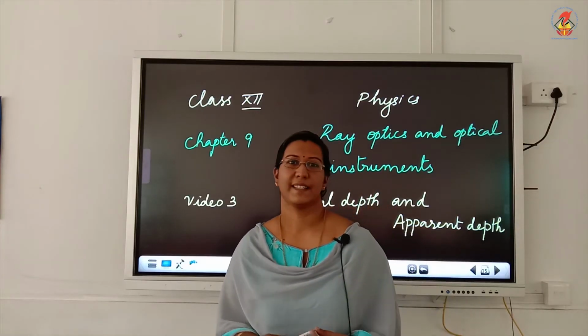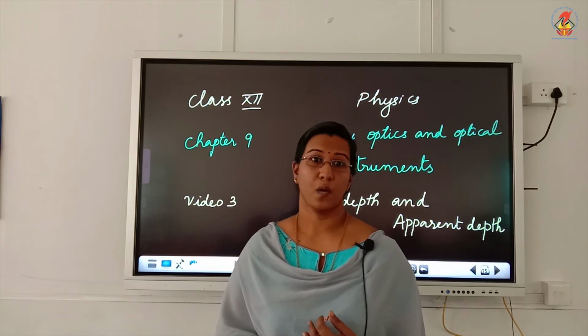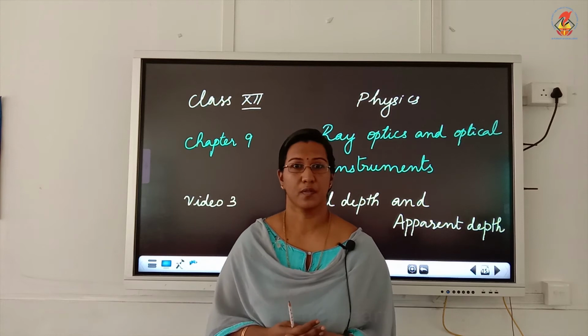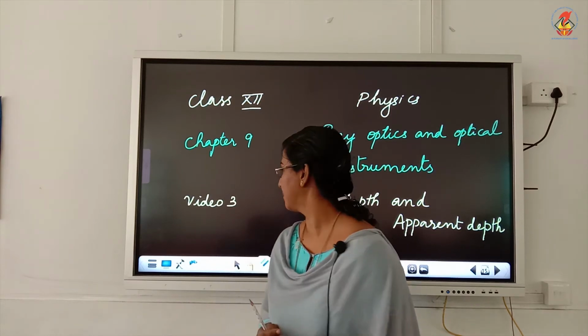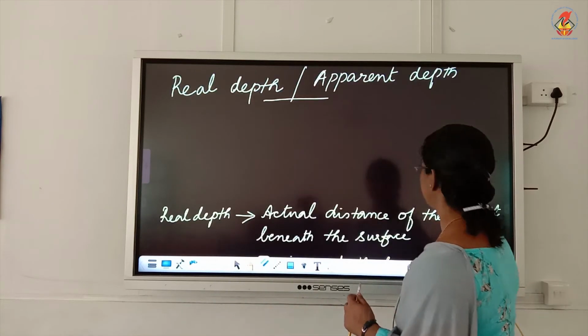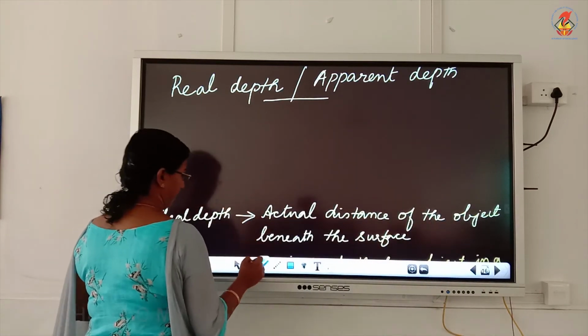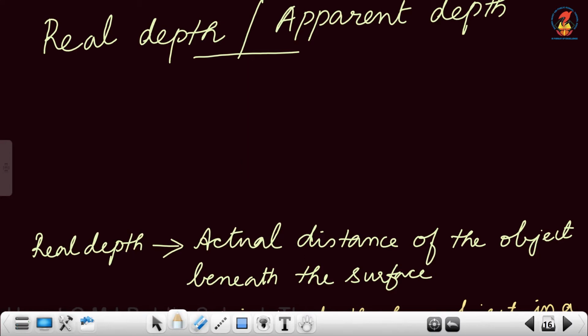Hi students, in this video we are going to study what is real depth and what is apparent depth and how it is related to the refractive index of the material. Imagine there is a pool, and a coin is kept at the bottom of the pool.